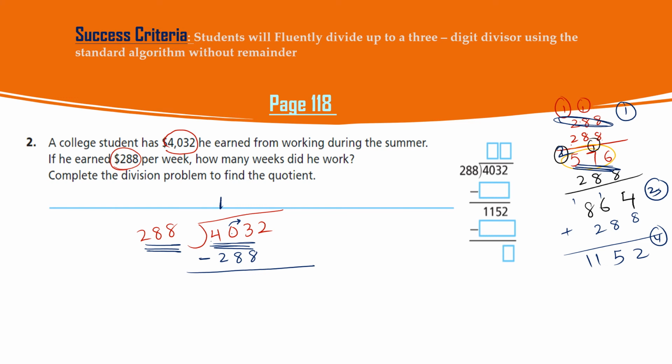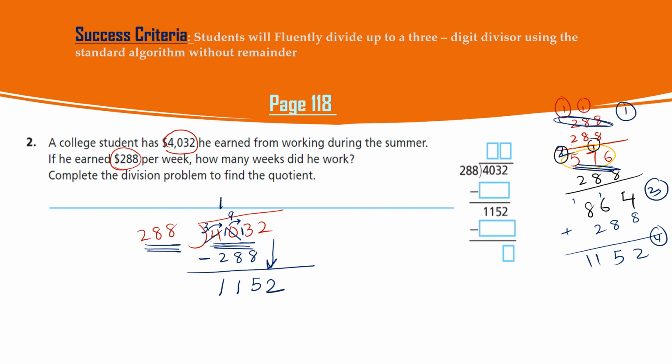But here it has 0. So what do we do? Take 1 here, it becomes 10. It becomes 3. Now 10, give 1 to this one. So it becomes 13 and it becomes 9. 13 minus 8, 5. 9 minus 8, 1. 3 minus 2 is 1. And now bring this 2 down.